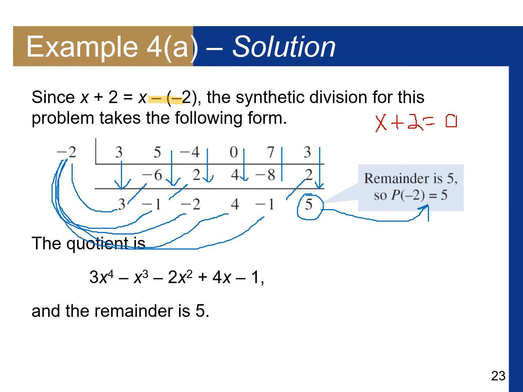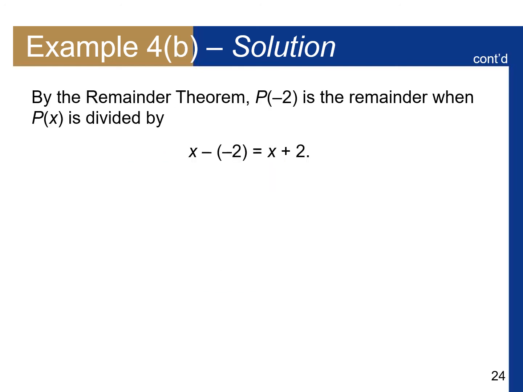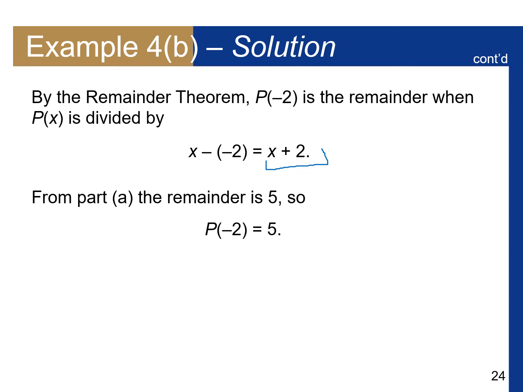It is also the remainder. The quotient is 1 degree less than what I started with. So I started with x to the 5th. Now I have 3x to the 4th, minus x cubed, minus 2x squared, plus 4x, minus 1. By the remainder theorem, what I am saying is that p of -2 is the remainder when it is divided by this factor. So p of -2 is 5.